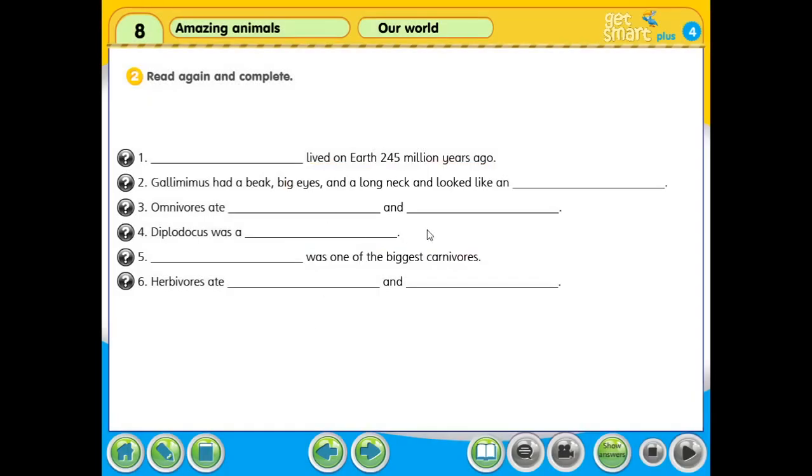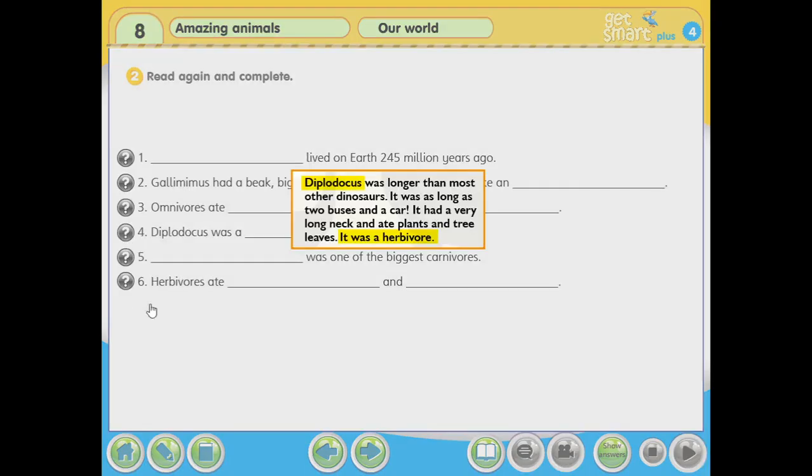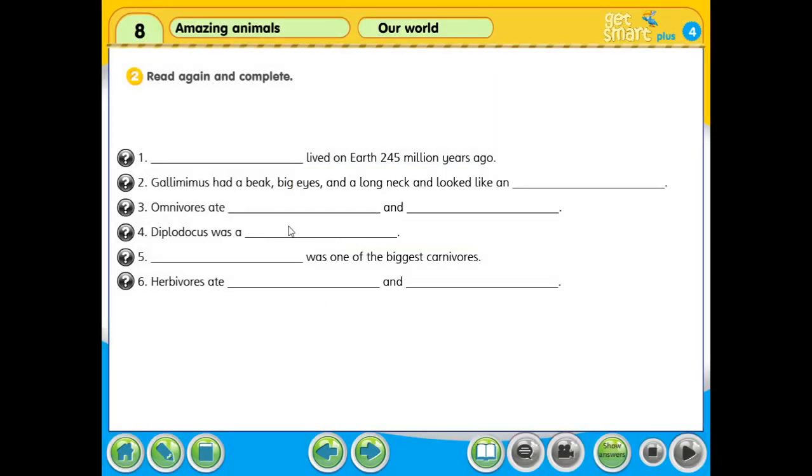Okay, write your answer. Number 4, Diplodocus was a, look at the hints. Diplodocus, it was a herbivore. So write down your answer in this blank.